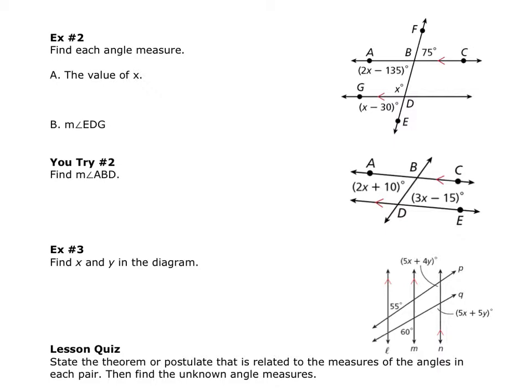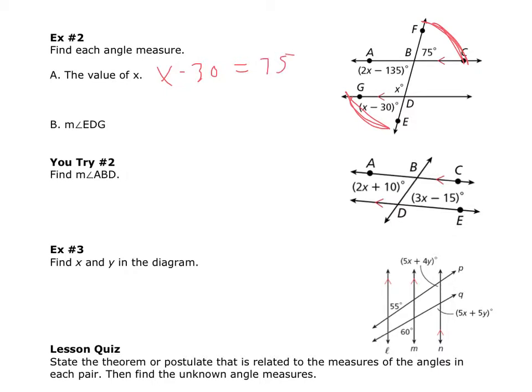Let's go ahead and look at these. Let's use alternate exterior angles this time. We know that alternate exterior angles are congruent, so you would know that this angle and this angle are congruent. Since you know that, you would set up an equation that said x minus 30 equals 75.